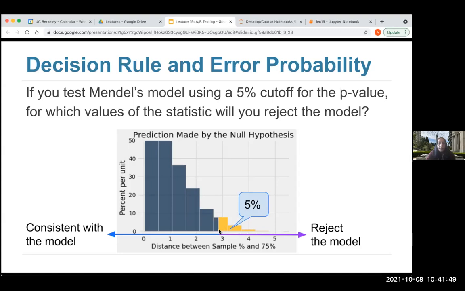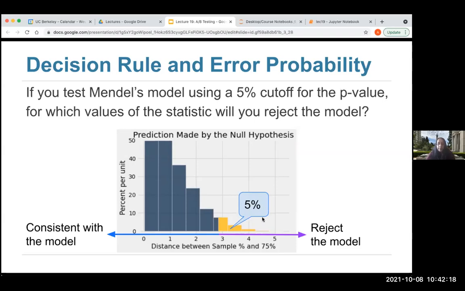In that case, statistics of all of these values will lead us to conclude the alternative. And for all of the lesser values, the conclusion is that the data are consistent with the null. If the null is actually true, we have a 5% chance of getting values in this range, and therefore a 5% chance of being wrong. So that cutoff has an interpretation as an error probability.